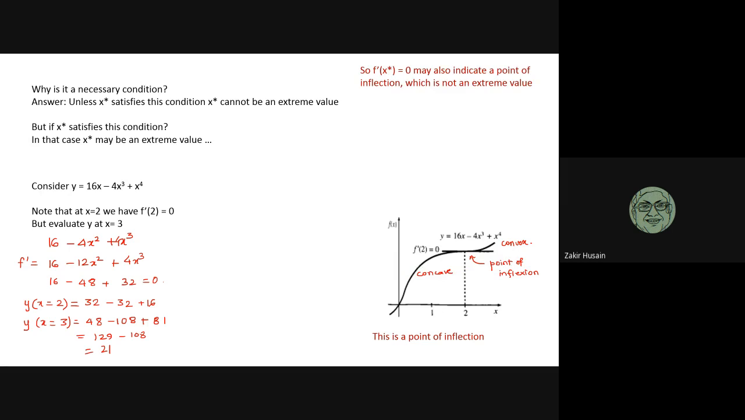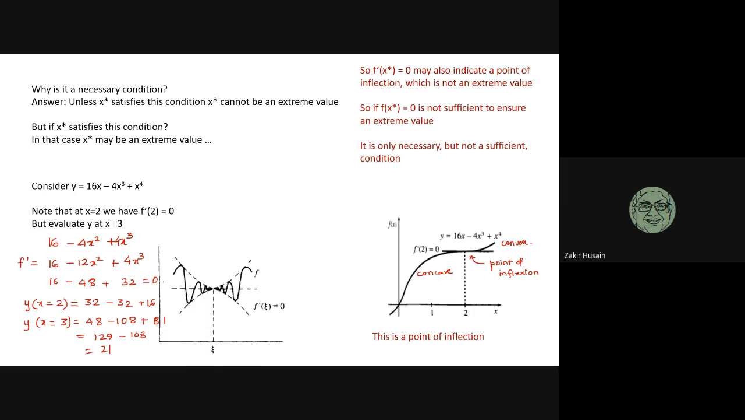Okay, so f prime equal to 0 may indicate an extreme value. It may also indicate a point of inflection. So if I have f prime equal to 0, this is not sufficient to ensure that we have found the maximum or minimum point. So f prime equal to 0 is only a necessary but not a sufficient condition for optimization.